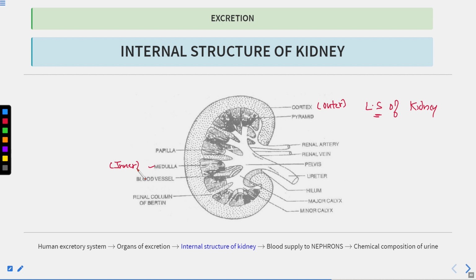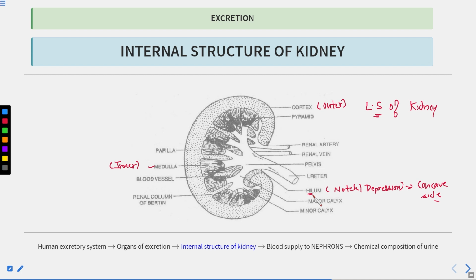Then you can see the hilum here. The hilum is a notch, or you can say a depression, which is present at the concave side of the kidney. So you can see the kidney has one convex side and one concave side.